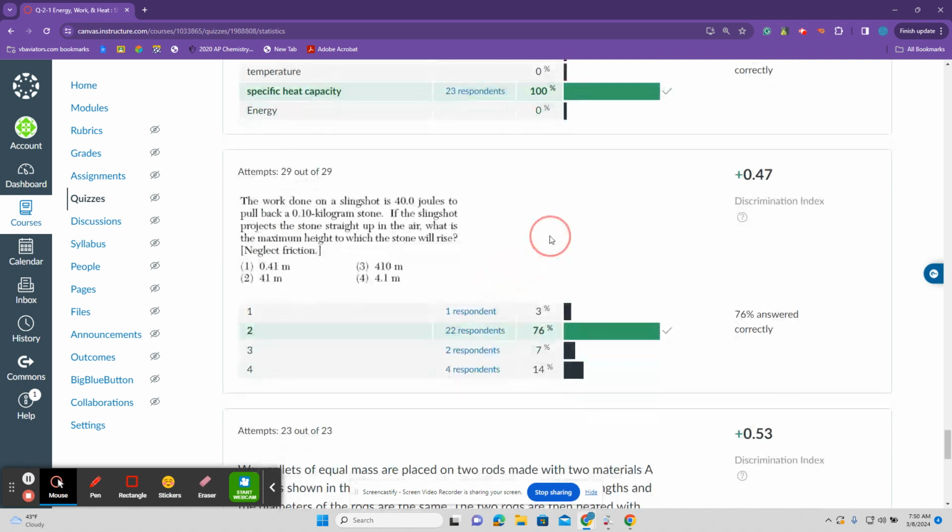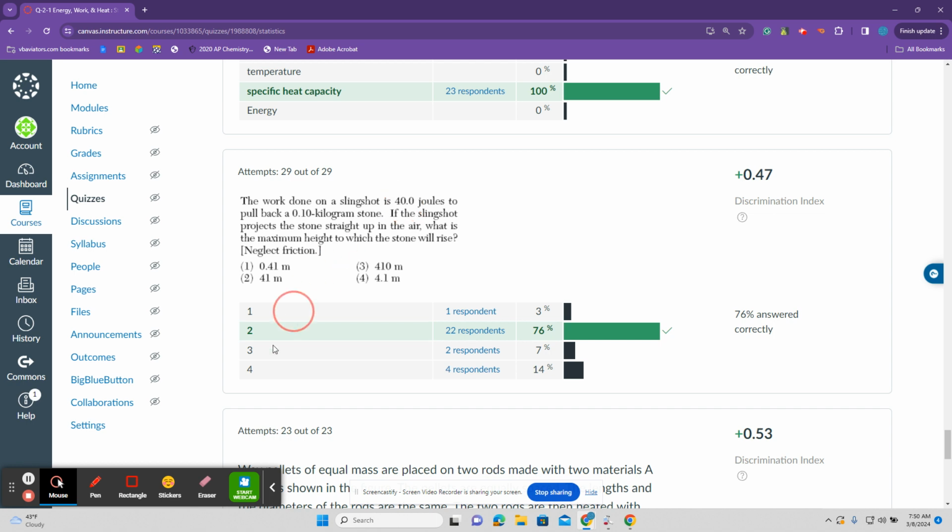The work done on a slingshot is 40 joules to pull back. That's potential energy. If the slingshot projects the stone straight up in the air, to what maximum height would the stone rise? This is very similar to the very tricky one at the end, but we did much better on this, so I'm not really sure why. So set 40 equal to mgh. 0.1 times 9.8 is 1. So the weight is 1, 40, and then you can solve for the height.